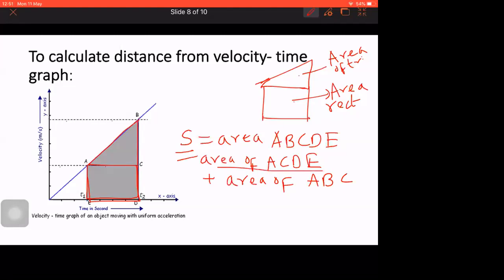So what is the area of the rectangle? You tell me the general math formula. Length into breadth. You tell me what is the length of this rectangle? The length is AC. Is AC length or breadth? Ma'am, this is your breadth, if I'm not wrong.